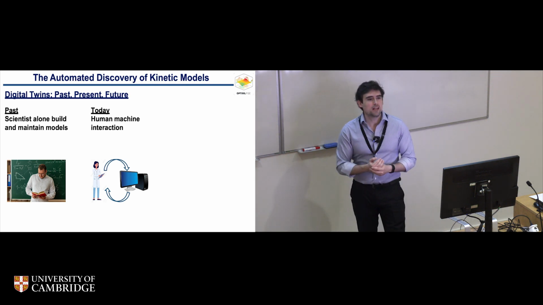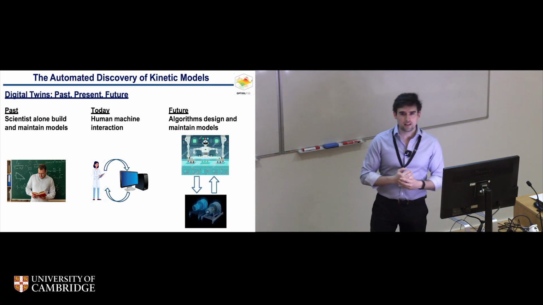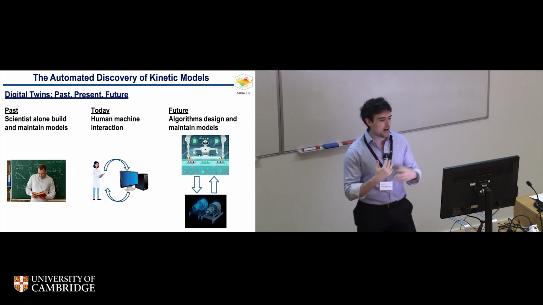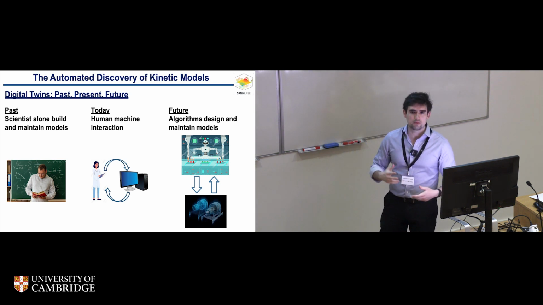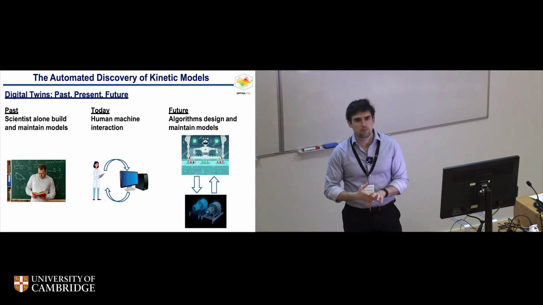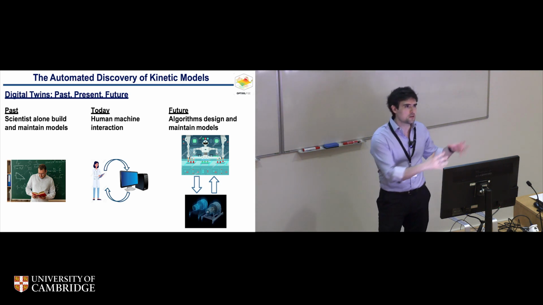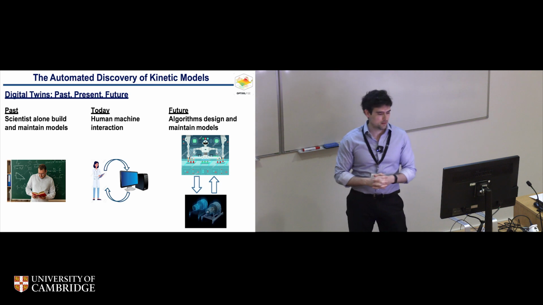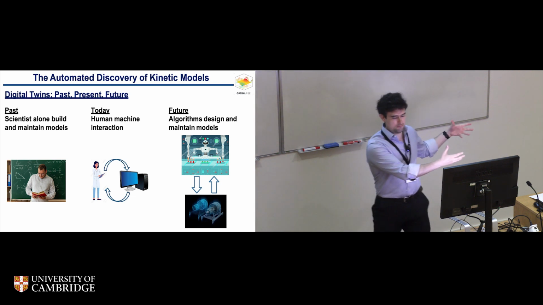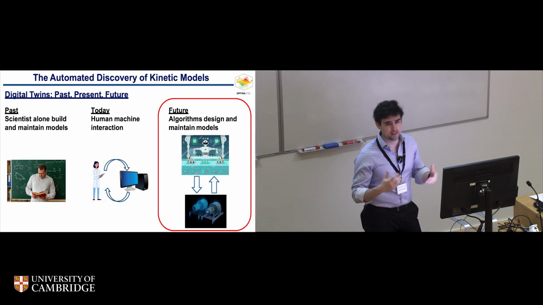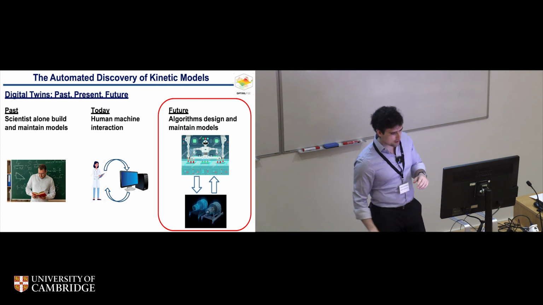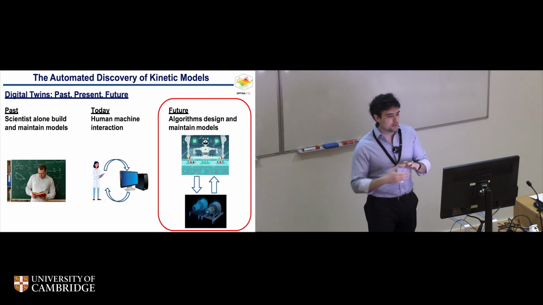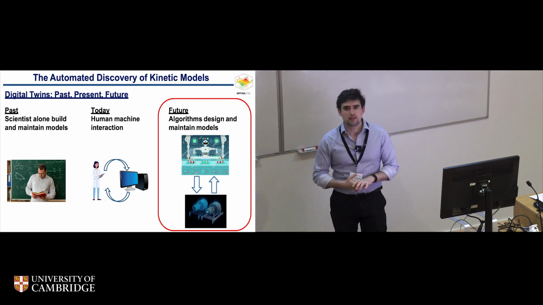What will happen in the future, we don't know exactly when, but I'm sure at some point, is that algorithms will design and maintain our models. This is, again, in the form of digital twins that we're seeing now, where you want to have a digital representation of something that you have in real life. Those are basically models, but with some extra features. I'm going to focus on some first steps in this direction, trying to build models automatically.